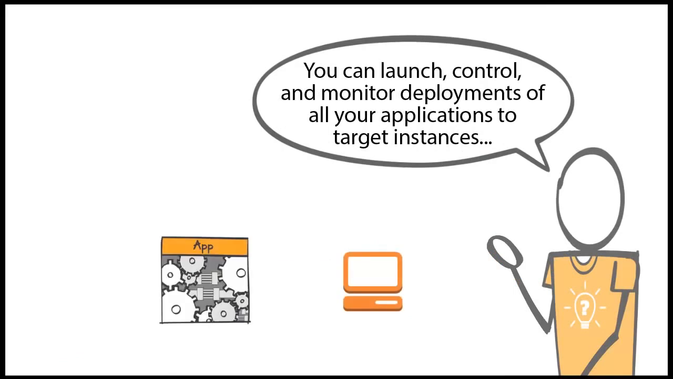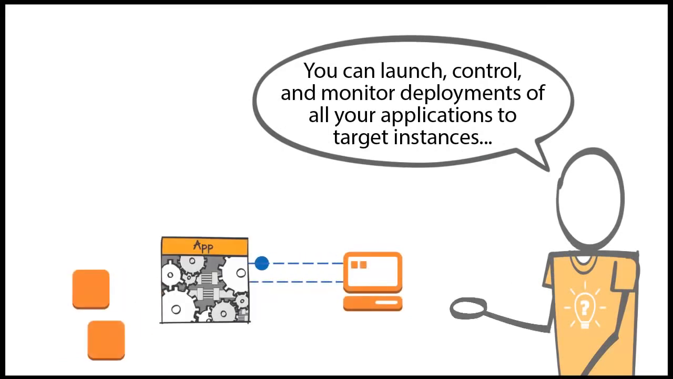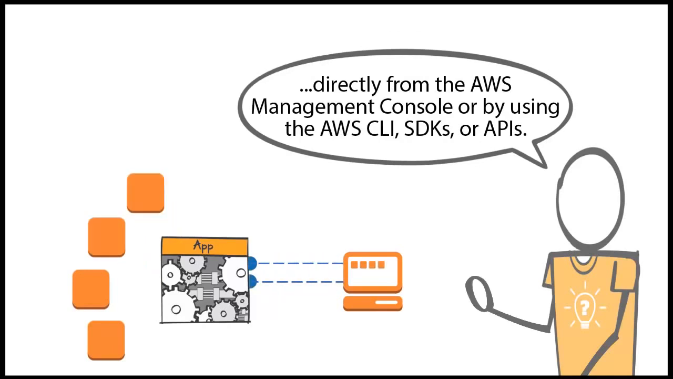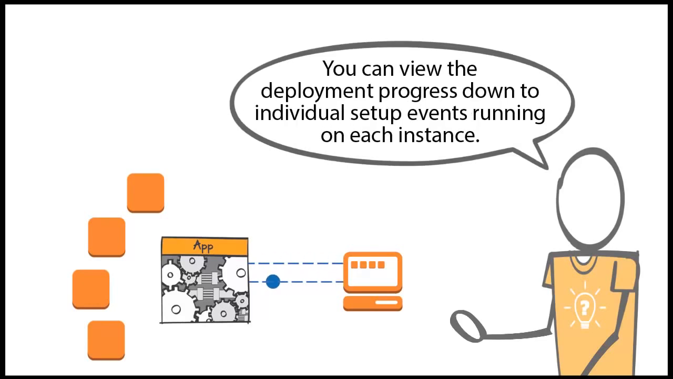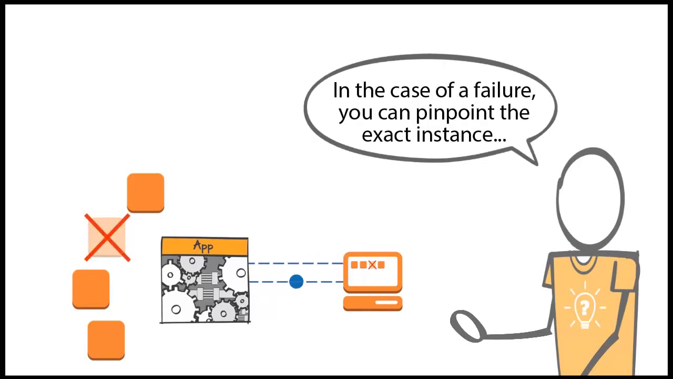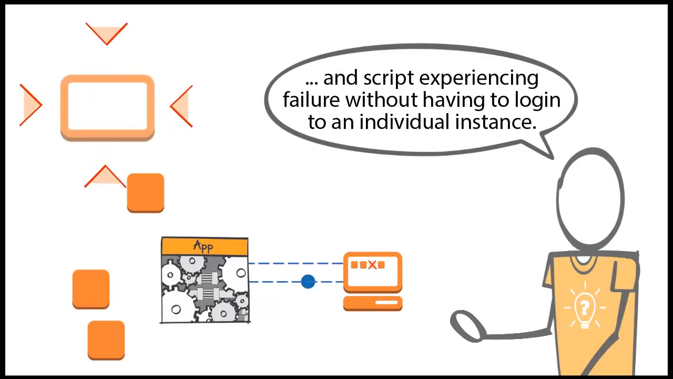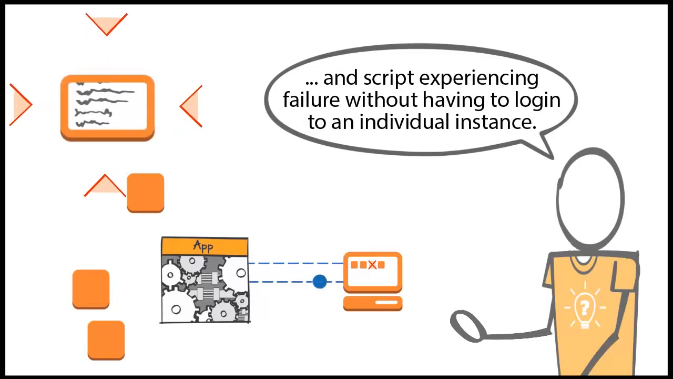You can launch, control, and monitor deployments of all your applications to target instances directly from the AWS Management Console, or by using the AWS CLI, SDKs, or APIs. You can view the deployment progress down to individual setup events running on each instance. In the case of a failure, you can pinpoint the exact instance and script experiencing failure without having to log in to an individual instance.